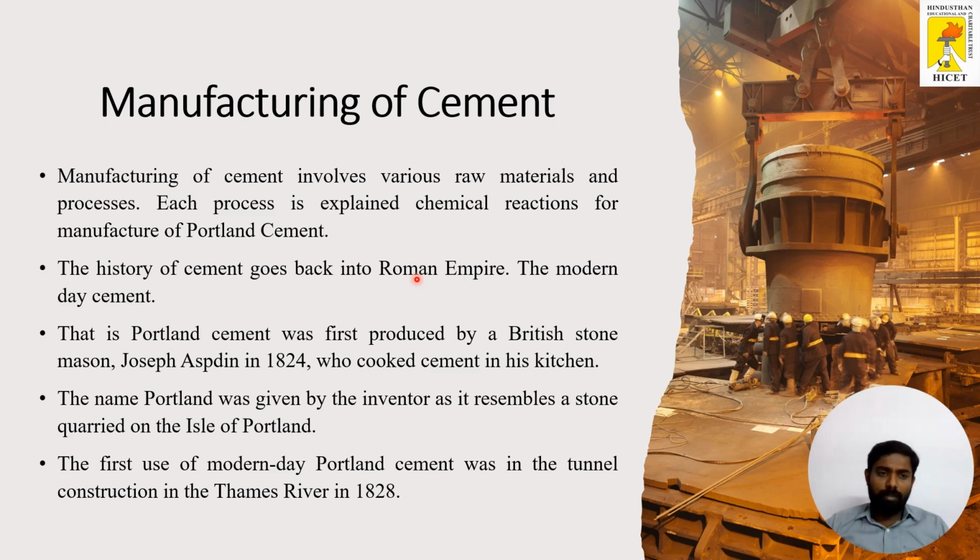The history of cement goes back to the Roman empires. The modern-day cement, that is, Portland cement, was first produced by the British stonemason Joseph Aspdin in 1824, who cooked the cement in his kitchen. He heated a mixture of limestone and clay powder and ground the mixture into a powder, creating a cement that hardens when mixed with water. The name Portland was given by the inventor as it resembles a stone quarried on the Isle of Portland. The first use of modern-day Portland cement was in the tunnel construction of the Thames River in 1828.